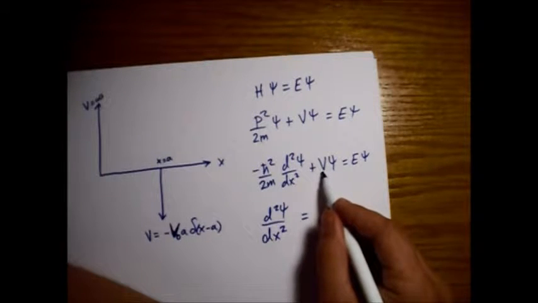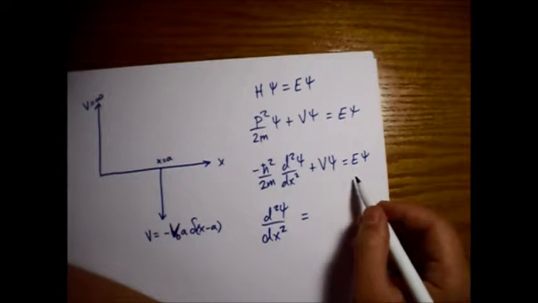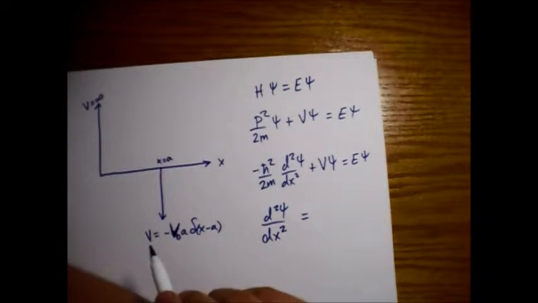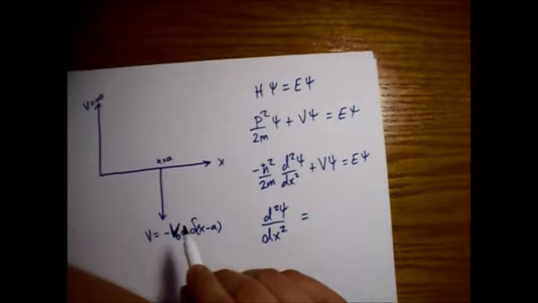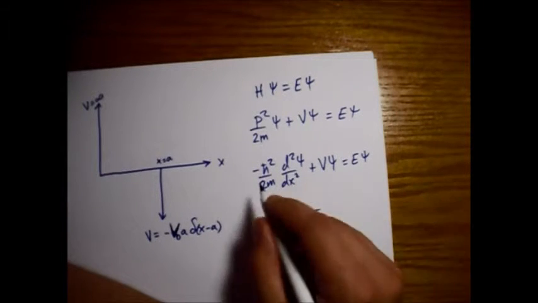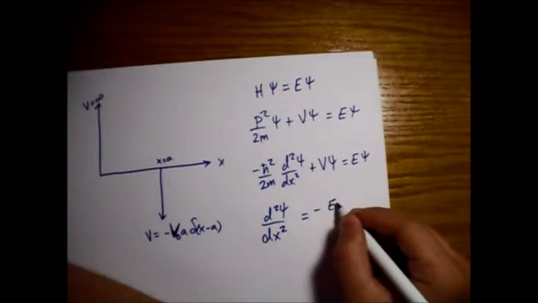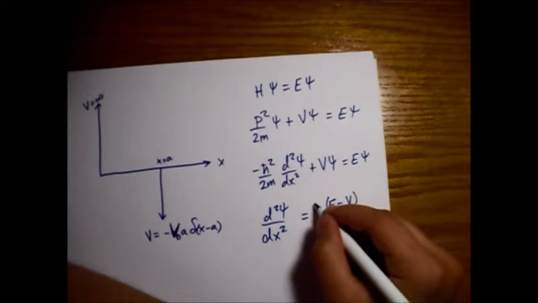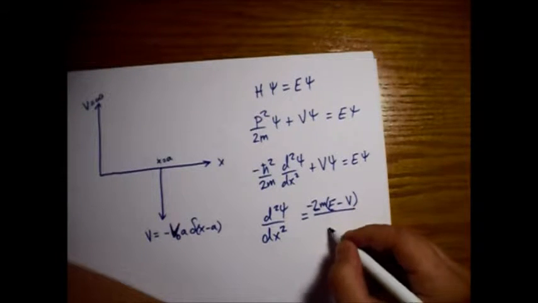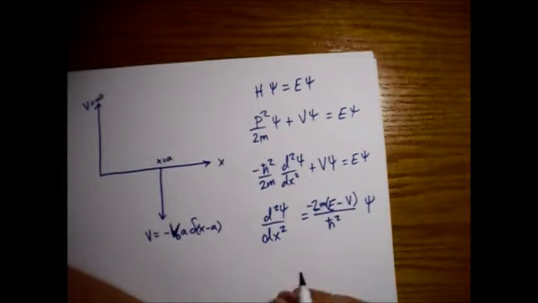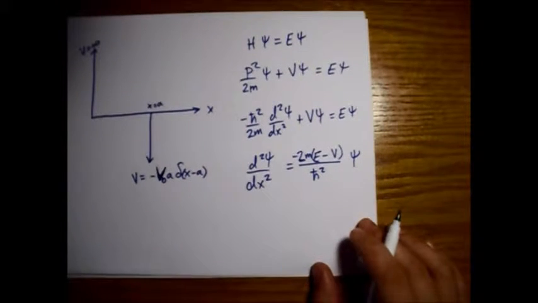So I'm going to subtract V from this side, so we get an E minus V, but then we'll have this minus sign here. Well, let's just leave it there. We'll leave the minus sign here. Alright, so here we go.